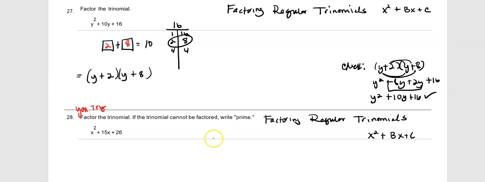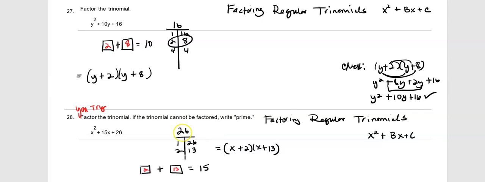So for number 28, you try it. Pause the video, factor this regular trinomial, and then play the video to see the answer. Given that 26 is our c, we will list 1 times 26 and 2 times 13. Those are the only factorizations of 26.